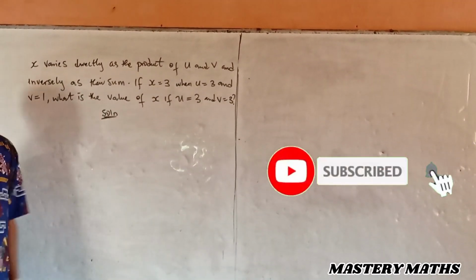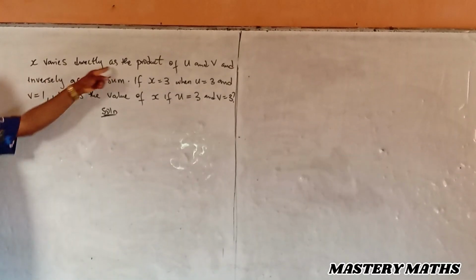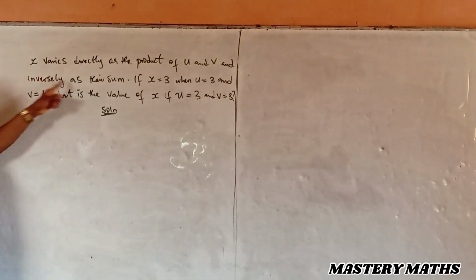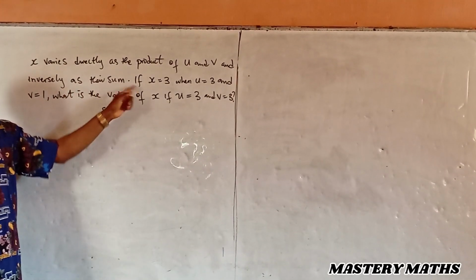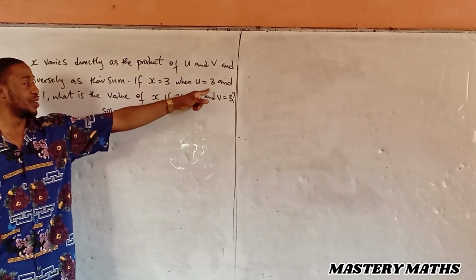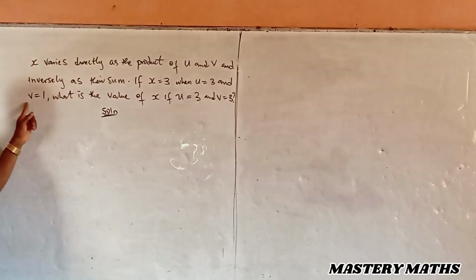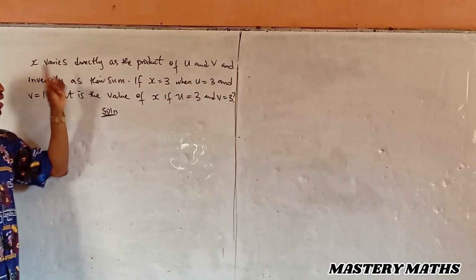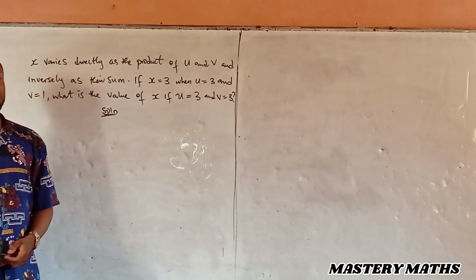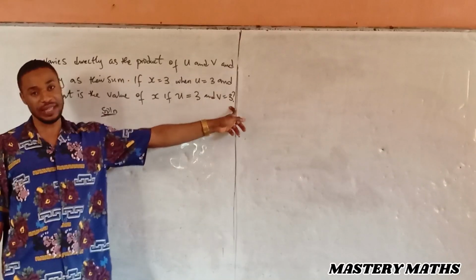On the board, you have: x varies directly as the product of u and v, and inversely as their sum. Now, if x is equal to 3 when u is equal to 3 and v is equal to 1, what is the value of x if u is equal to 3 and v is equal to 3?